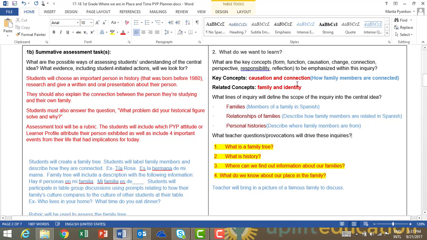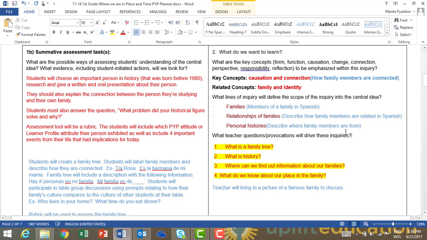So for connection, how our family members connected. Family and identity, that's pretty much everything that we're talking about is family and identity. The lines of inquiry that the classroom teachers have chosen are families, relationships of families, and personal histories. And the ways that I'll connect to that are members of a family in Spanish, so that's vocabulary building. Relationships of families, describe how they're related in Spanish, and describe where family members are from.